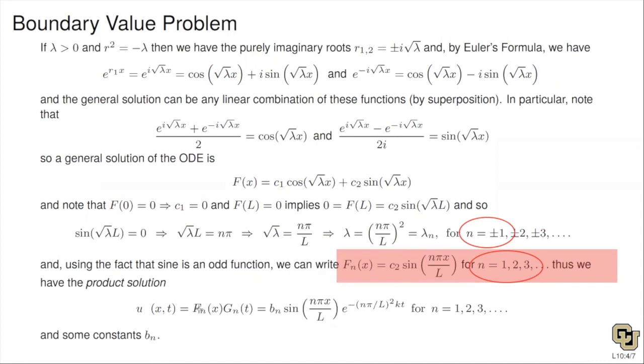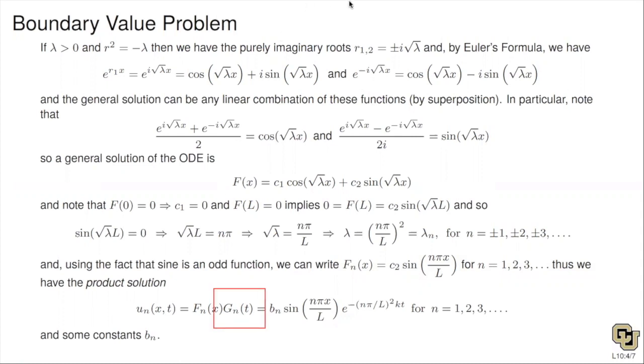There wasn't a sub n here. We just assumed u is f times g. But because of what happened in the boundary value problem, it turns out we have infinitely many eigenvalues. Now, it turns out we have infinitely many product solutions. And what's with this g sub n business?